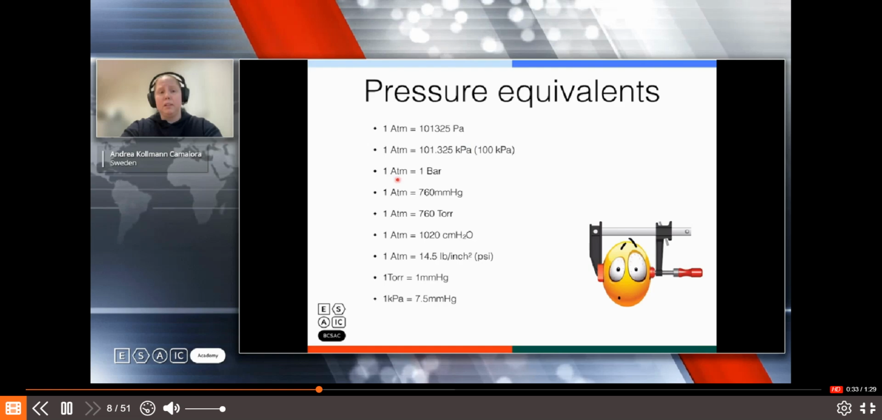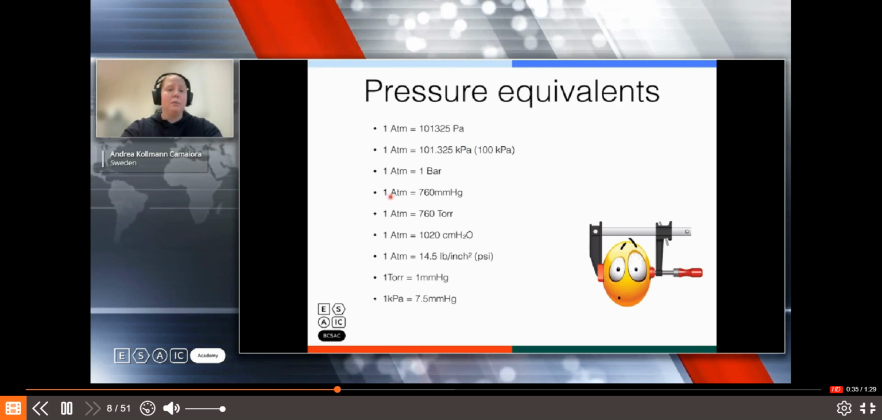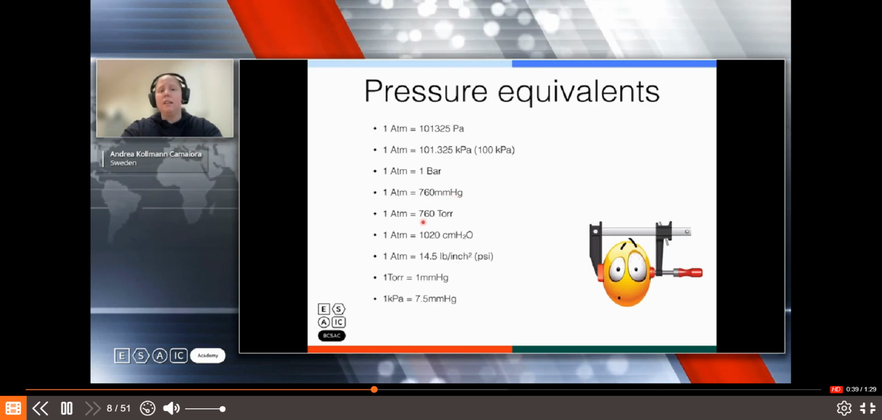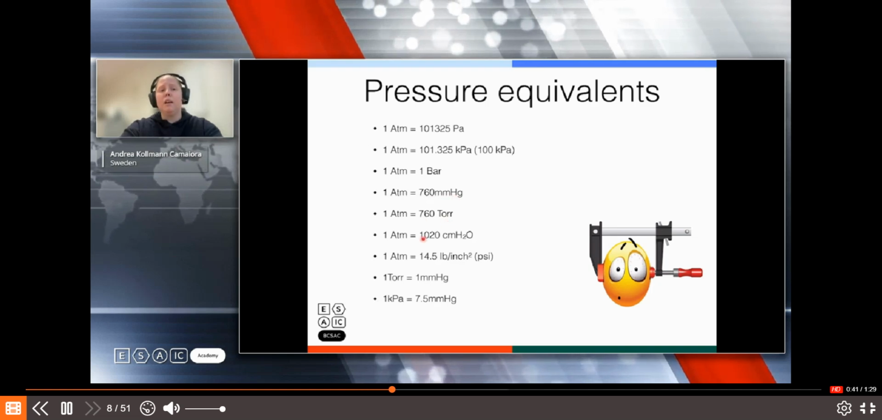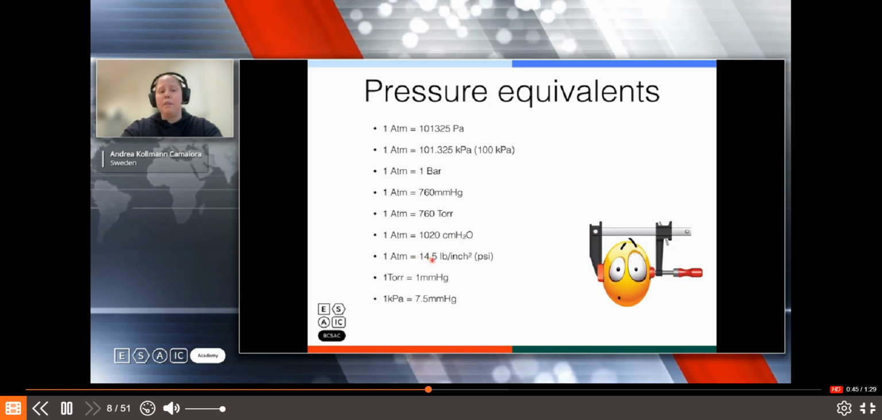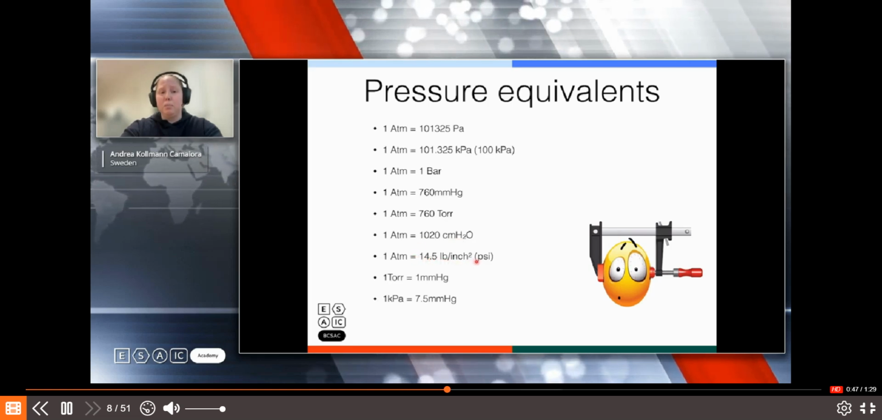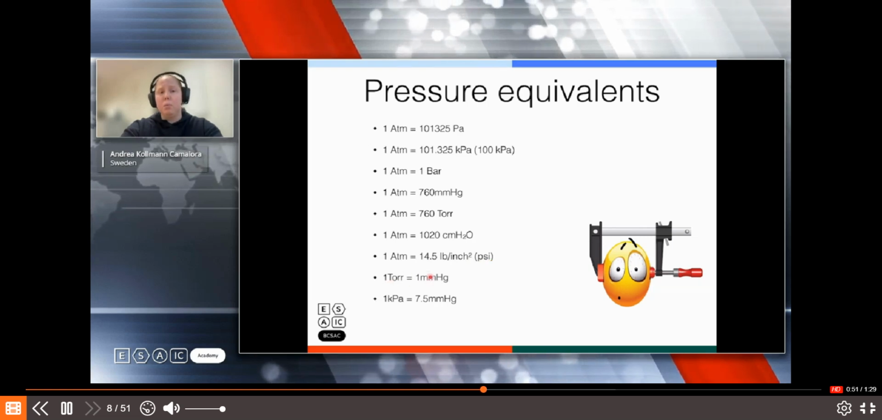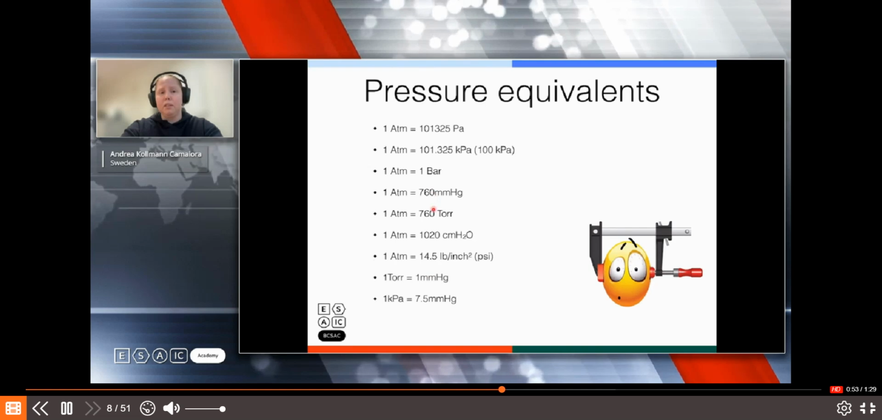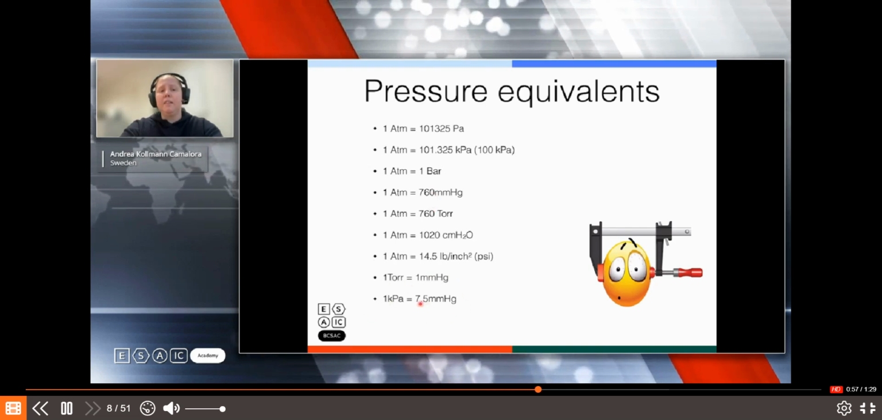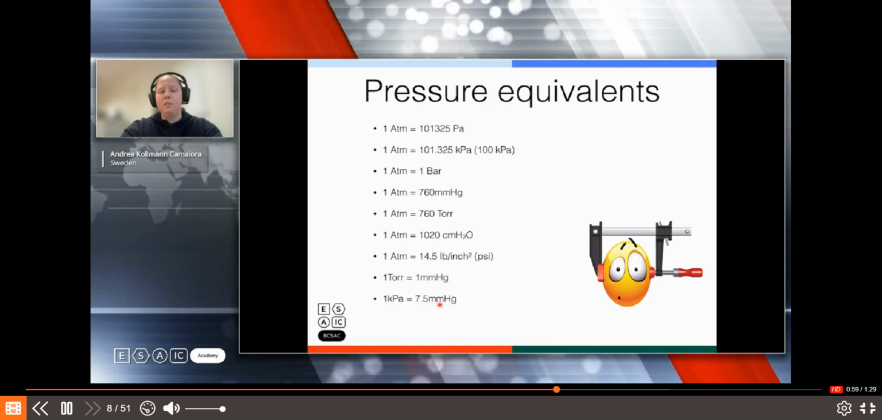But 1 atmosphere is also 1 bar. 1 atmosphere is 760 millimeters of mercury, or 760 torr, or 1,020 centimeters of water, or 14.5 pounds per square inch, so PSI. 1 torr, of course, is 1 millimeter of mercury, because these are exactly the same. And 1 kilopascal is 7.5 millimeters of mercury.